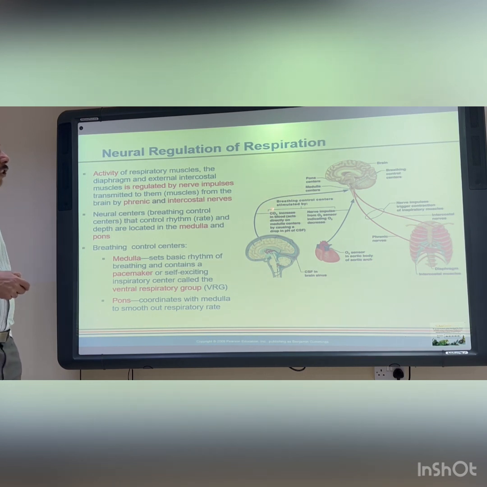The other thing is that the breathing control center is stimulated by carbon dioxide mostly. Carbon dioxide in the blood will act directly on the medulla center by causing a drop in the pH of the CSF. What is the CSF?